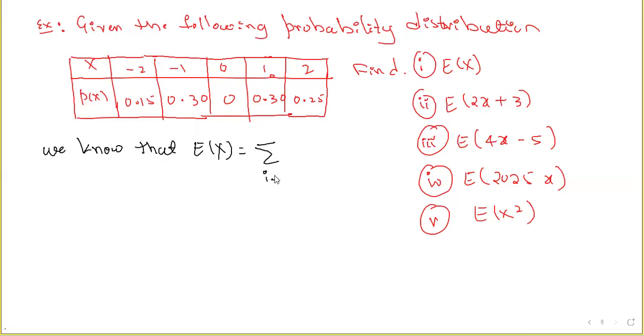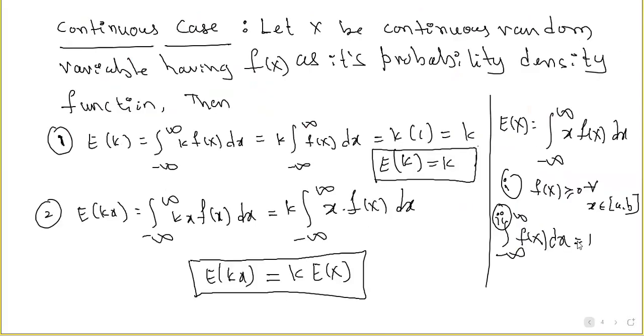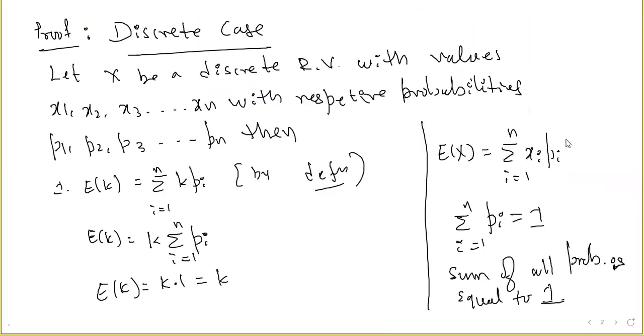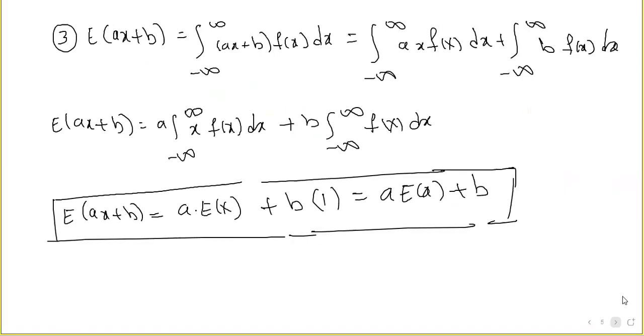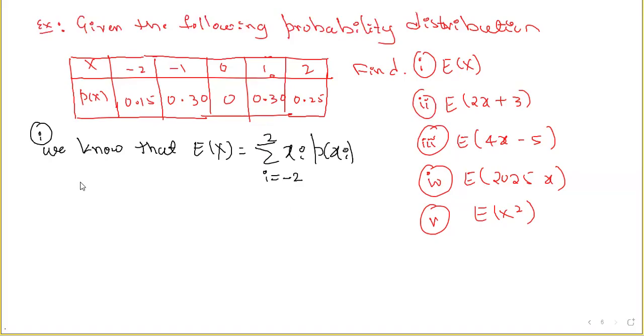Summation i running from minus 2, minus 1, 0, 1, 2. So i running from minus 2 to 2 of xi p of xi. Clear? Is it clear or not? Yes, sir. Usually we have the formula for the discrete case. This is the formula for the discrete case, right? And here x values are given. Discrete case only.